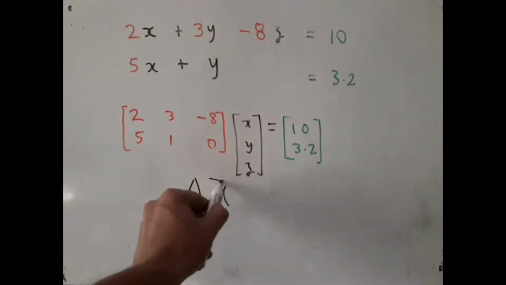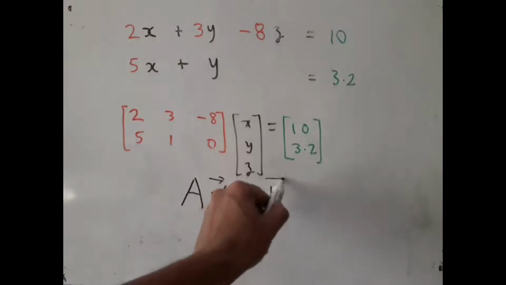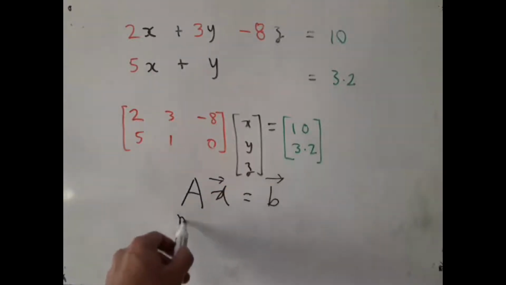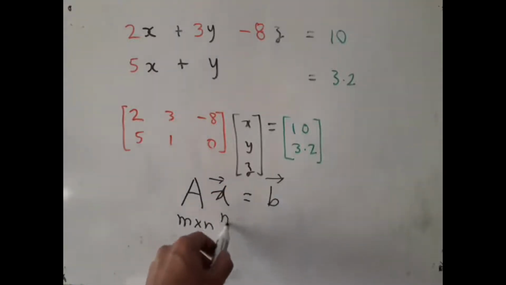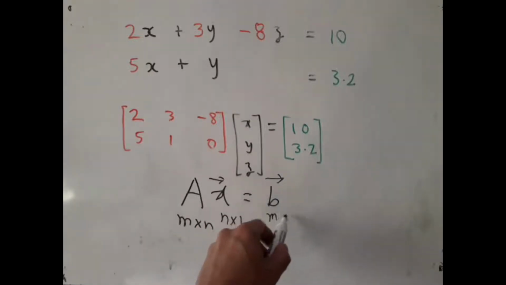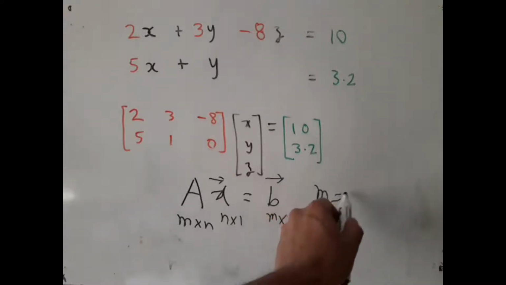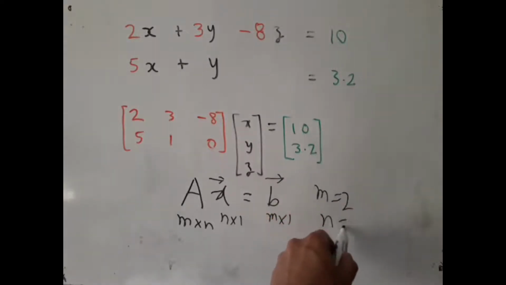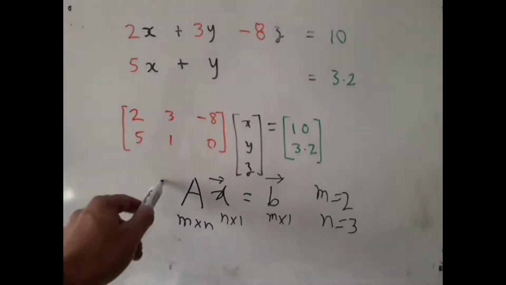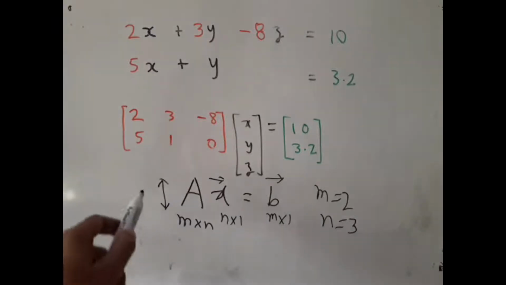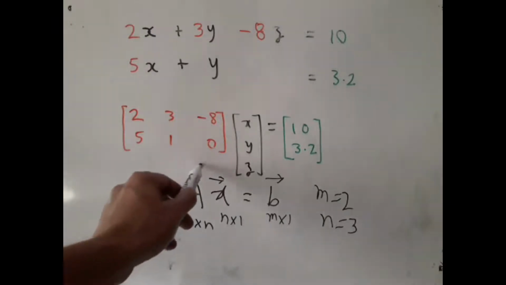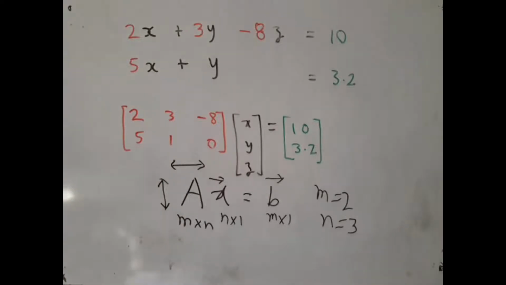Ax equal to B. This is a matrix in general m by n. This is n by 1. This is m by 1. In this example, m is equal to 2 and n is equal to 3. So m, the number of rows, gives you the number of equations, and n, the number of columns, gives you the number of unknowns.